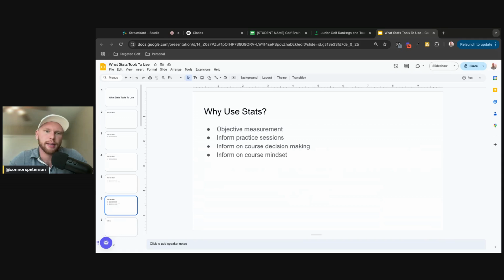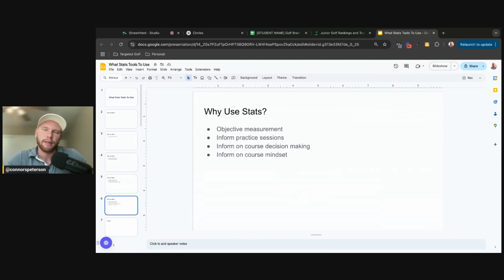The last one here is it's going to inform your on-course mindset. This is one of the things that I see all the time: a lot of the time, parents, junior golfers, they have issues with, maybe their child has blow-up holes. They have a good round going on, and then they have a bad hole, and then they get kind of carried away with that.